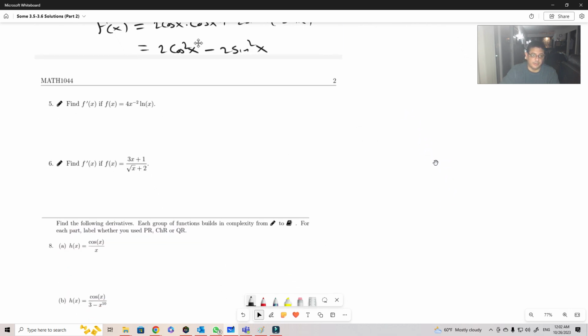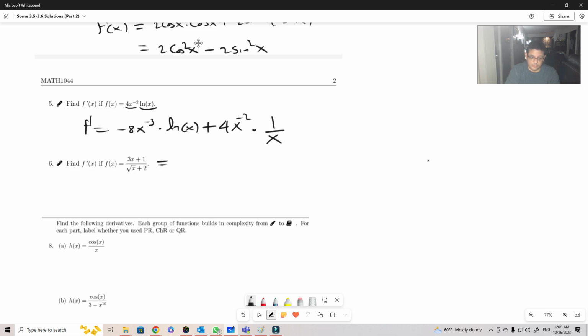Now, for the next one, we have that f prime of x is 4x squared times log of x. So I can choose this one as my first function and this one as my second. So f prime will be the derivative of this one, which will be minus 8x to the minus 3 times log of x plus 4x to the minus 2 times 1 over x, which is the derivative of log of x. So as you can see, a very straightforward product rule.